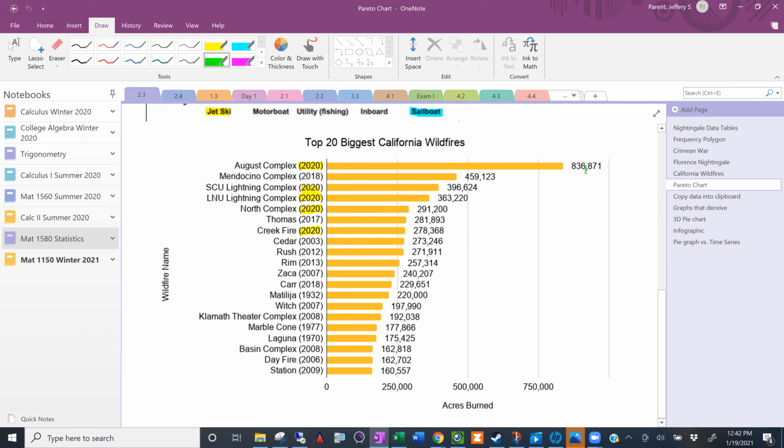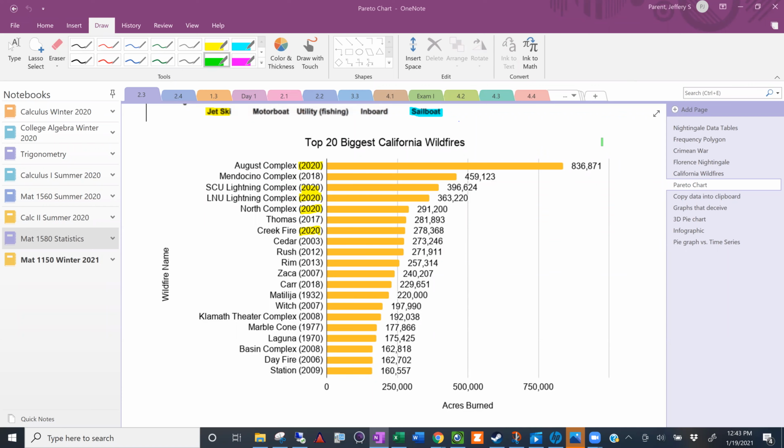And this is a huge fire. 836,871 acres. Let's just do a quick calculation. 836,871. That's 1,300 square miles. That's huge. It's like taking a 36 by 36 mile swath and just burning it down. Wow. But in any case, the point that I'm trying to get at is that it's a nice way to represent data.